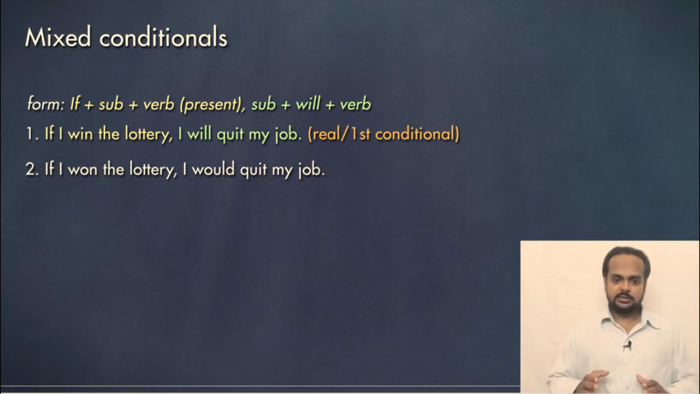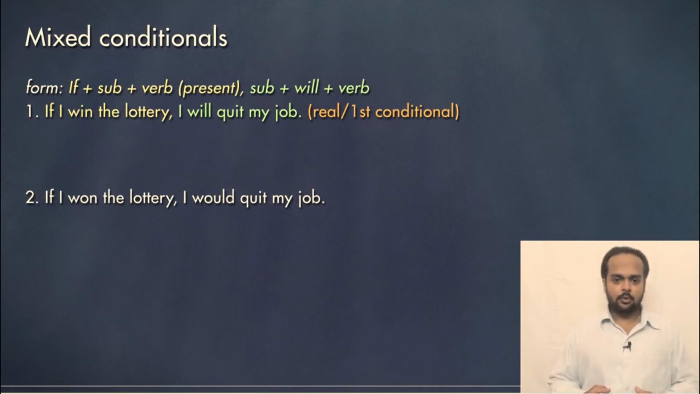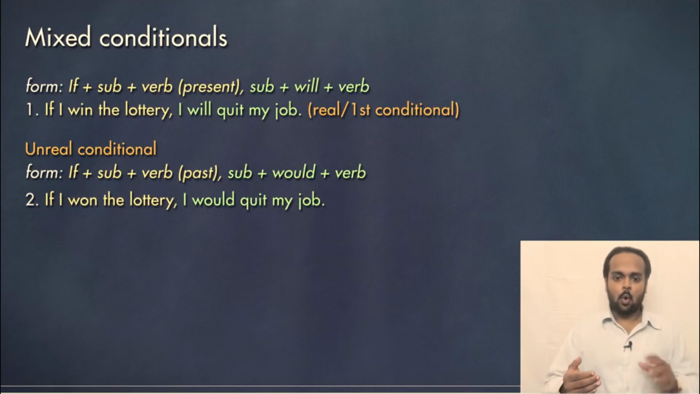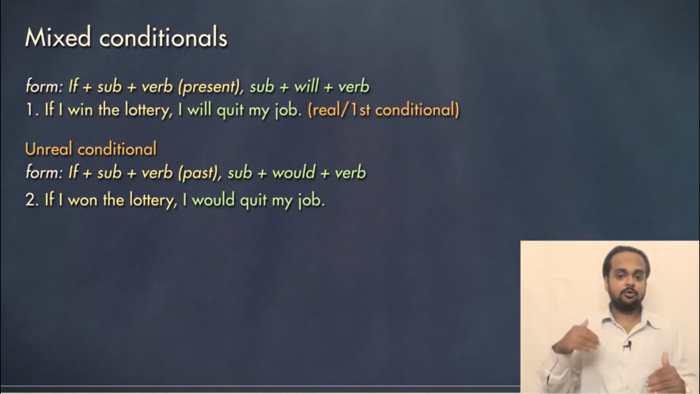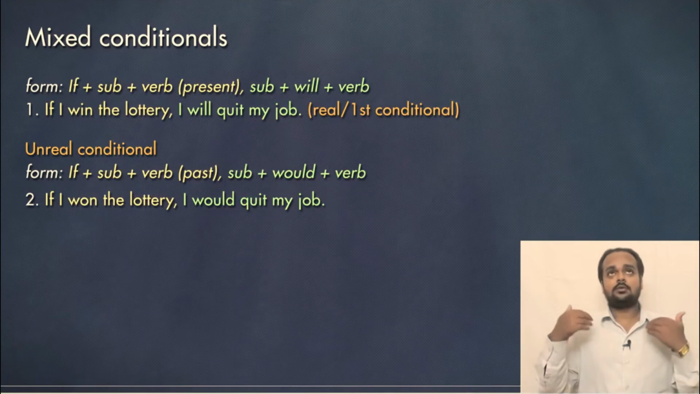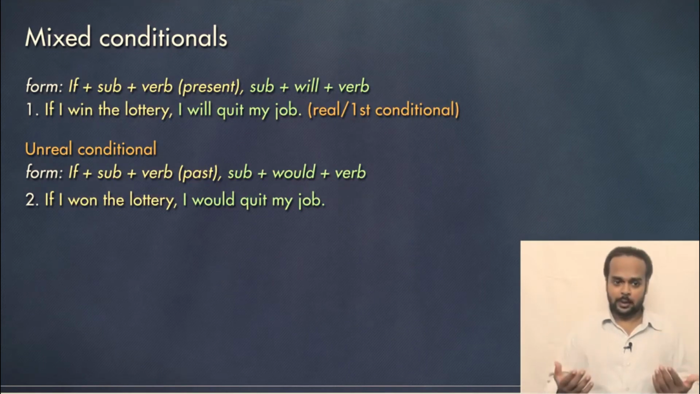But number 2 is different. It's an unreal or imaginary situation. You have if plus the past tense, I won the lottery, in the condition, and would instead of will in the result. So it means I have no lottery ticket, but I'm dreaming. I'm saying I hate my job. If I won the lottery someday, I would quit.